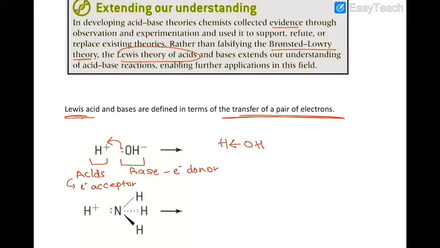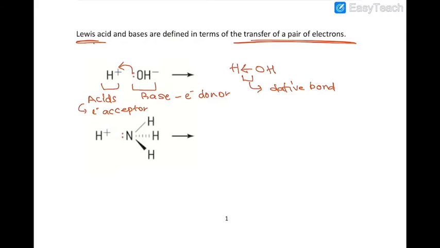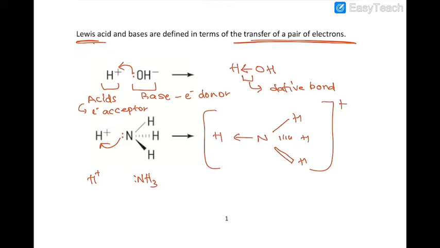We're going to use that little arrow to show that there is a donation of electrons from the OH minus. This is called a dative bond, which shows that there is transfer of electrons. If you look at NH3 and H plus, you can see the NH3 is acting as an electron pair donor. So you have the formation of NH4 plus, and again you can see the dative bond, which shows that it's the nitrogen that is giving the electron pair to the hydrogen.